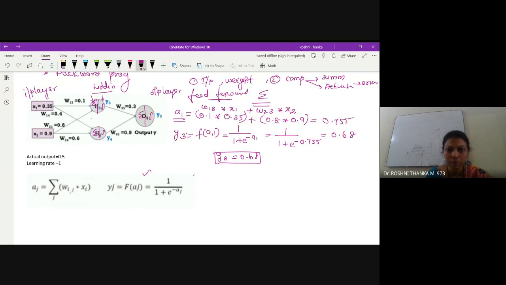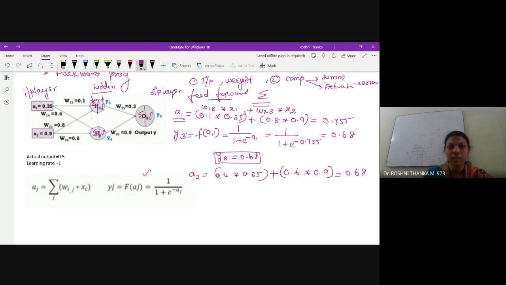Let's do it. a2 is equal to the summation of two inputs. One is coming from x1, so its weight is 0.4 and its input is 0.35. I hope you got it. So for this computational unit, the weight is 0.4 into the input 0.35, plus one more input, where the input is 0.9 and the weight is 0.6. So weight 0.6 into input 0.9. If you calculate, you will get a value of 0.68.